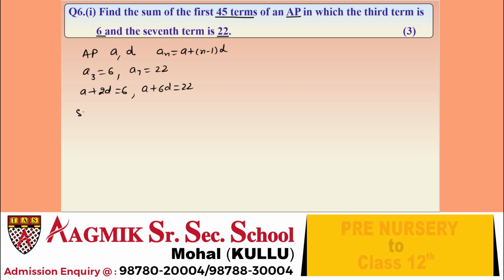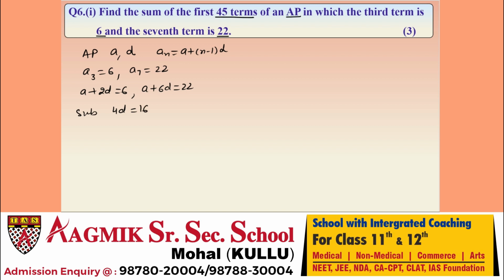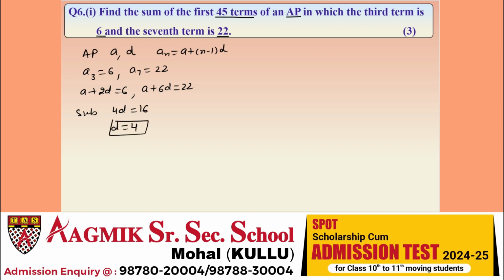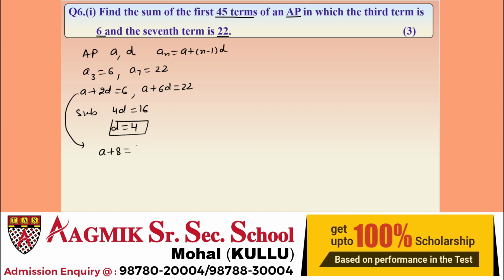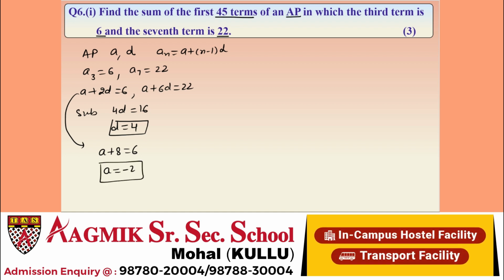Let us subtract these two equations. So we have 4D is equal to 16, that means the common difference D will be 4. Now we can plug this in over here to find A. So A plus 8 will be equal to 6, so the first term A will be equal to minus 2.